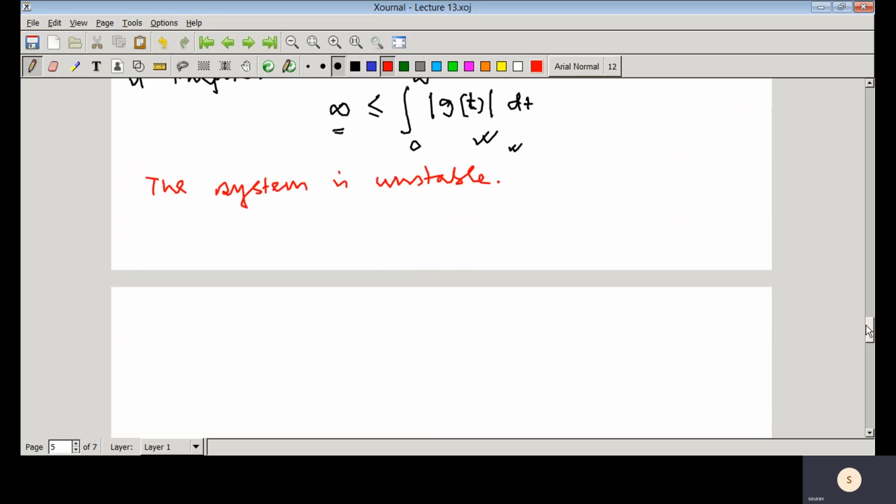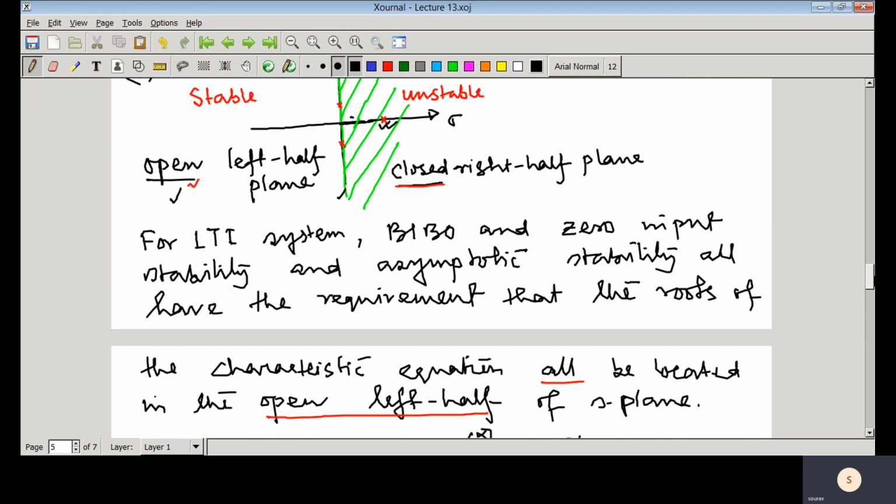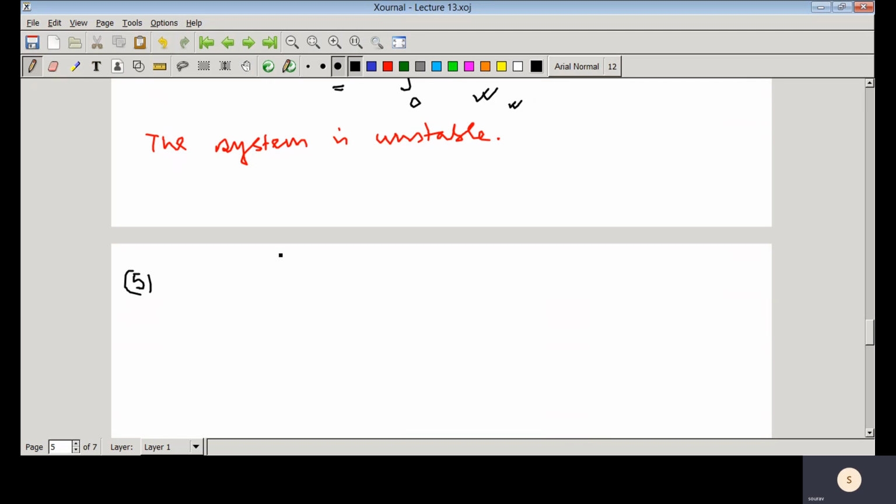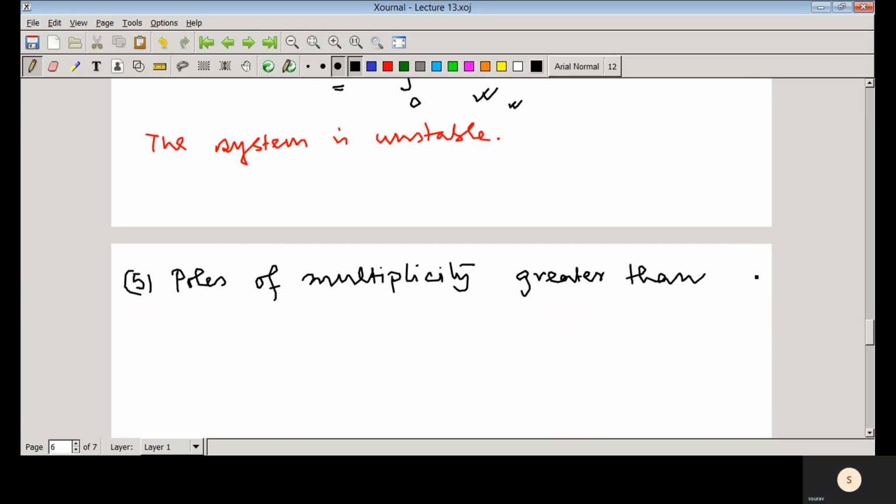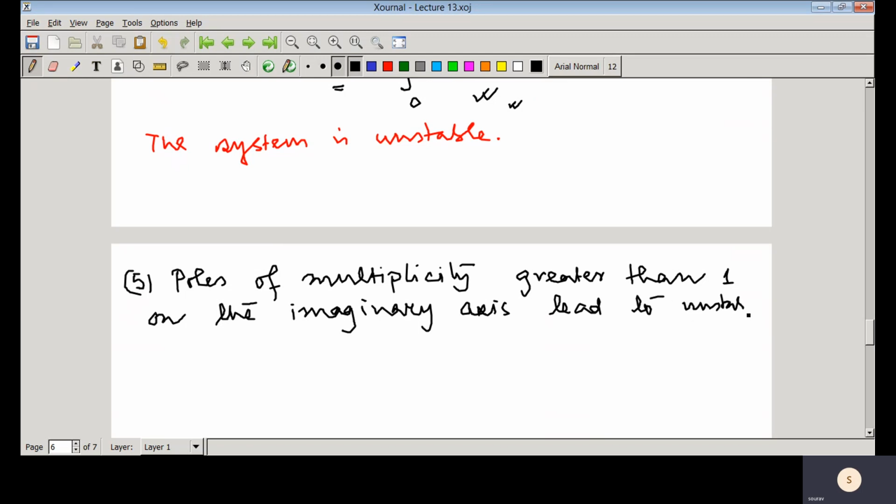And another thing is the poles. So this remark is number 5: poles of multiplicity greater than 1 on the imaginary axis lead to an unstable response. That means the system would be unstable.